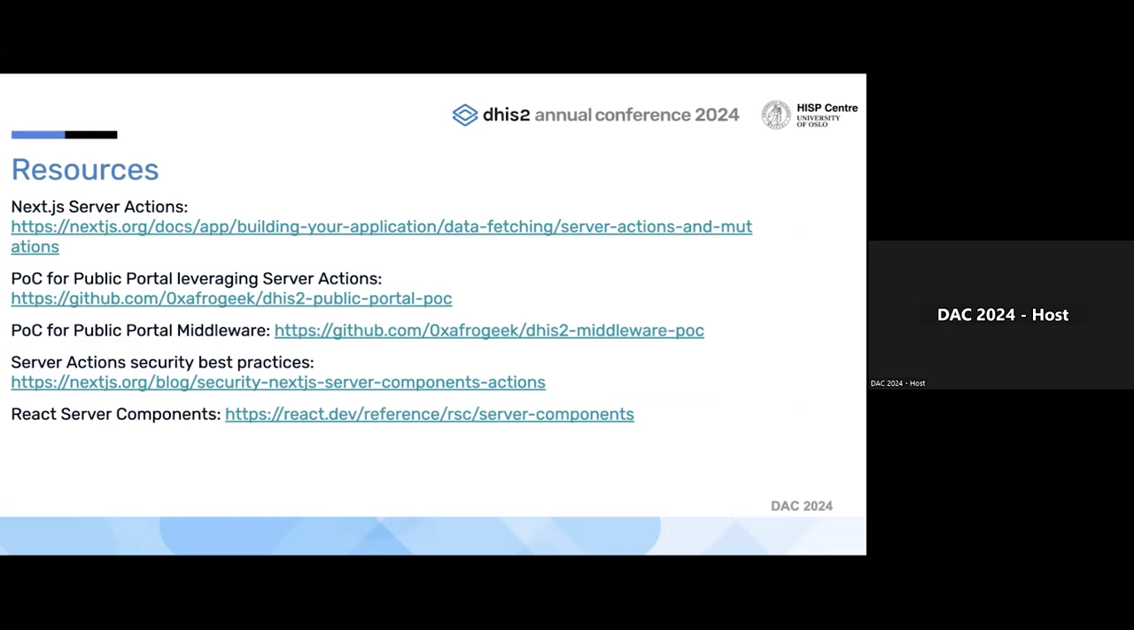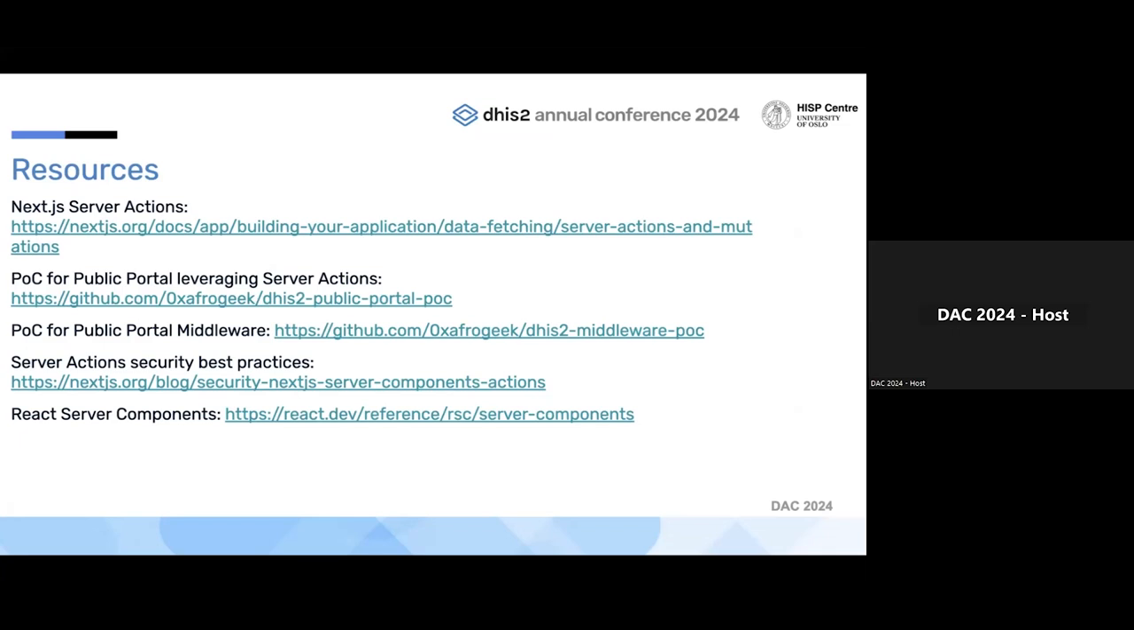Server Actions. Here are links to Next.js documentation. I also prepared a POC, a proof of concept, implementing a simple indicators endpoint, fetching data from a middleware that's protected with an API key. And that middleware fetches data from DHIS2 and then sends it back to the Next.js front end. So those are the POC links. They're the two links. The one is for the client application, that's the Next.js application, and the other one is for the Node.js middleware. So you can also take a look at that if you're interested.